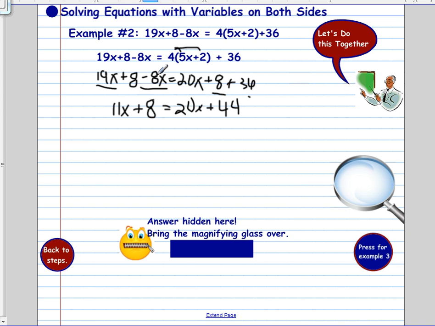Alright, now I'm going to want to get all the variables on one side and all the numbers on the other side. So I'm going to subtract 11x from this side because I don't like negative x's. So those go away, and I'm going to have 8 equals 20 minus 11x, which is 9x, plus 44.